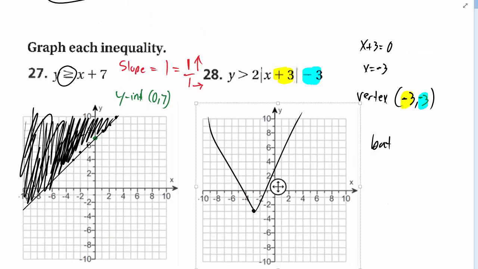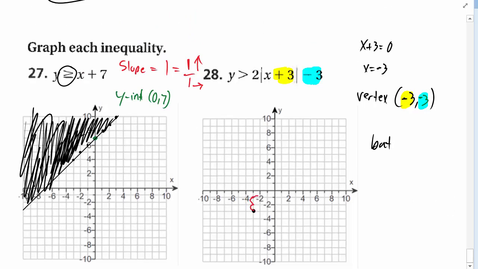I can roughly sketch it, but I want to be a little more accurate. That 2 is going to make it a little steeper. So see, I'm going to go up 2 over 1. Again, you can use a table of values if you want, which I'll do in a second. I'm going up 2 over 1, up 2 over 1. I know it's an absolute value. It's a V shape. So I'm just plotting those points.